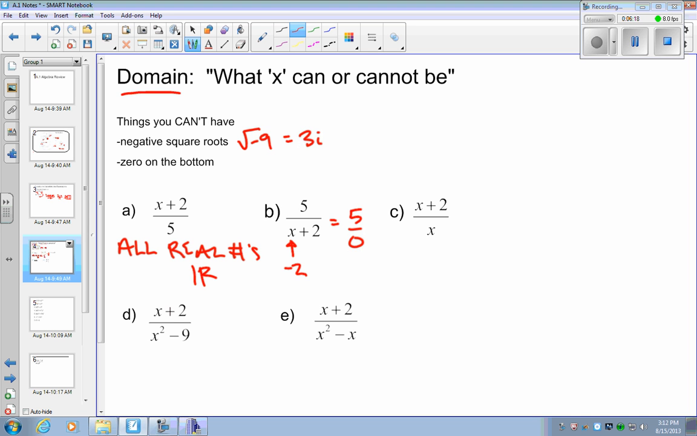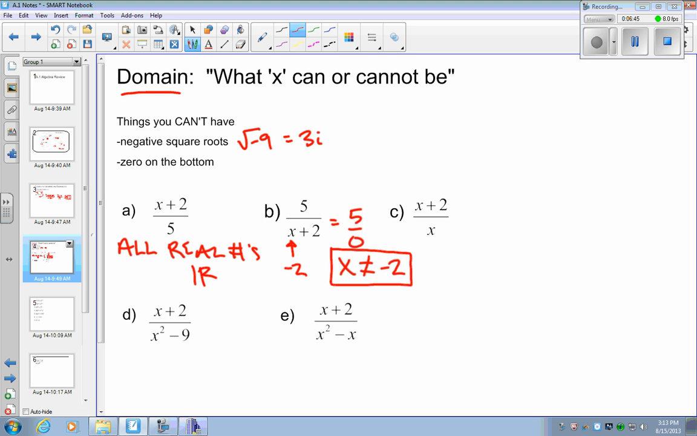So the difference is you care about things on the bottom, not so much on the top right now. So for part A, it was easier to say x can be anything. For part B, it's easier to say what x can't be than the infinite things that it can. So in this case, x can't be a -2. It can be anything else but a -2.